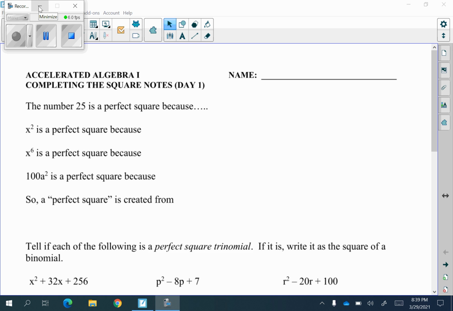All right, everybody. So today we are going to get into completing the square, day one. Okay, so we're going to fill in some notes here on what is completing the square. And basically, in a nutshell, completing the square is making a trinomial that isn't a perfect trinomial a perfect trinomial.